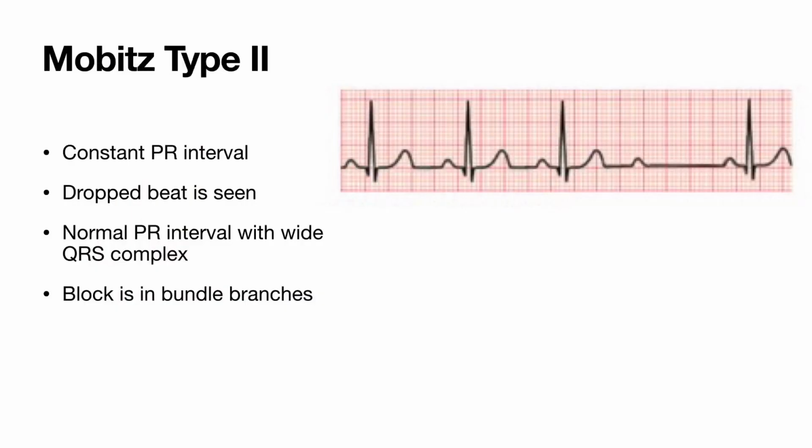Second degree AV block with normal PR interval and wide QRS complex is termed as Mobitz type 2 block. Here the block is below the AV node in the bundle branches. Hence QRS complexes are wide, and since AV node is normal, PR interval is normal. Only intermittently a few beats are dropped. This is Mobitz type 2 AV block.